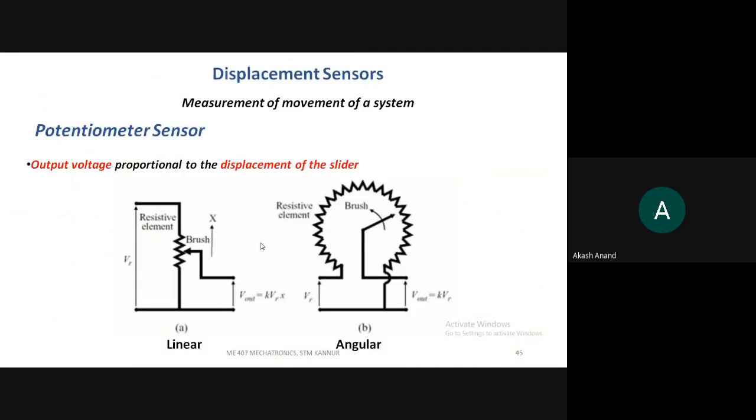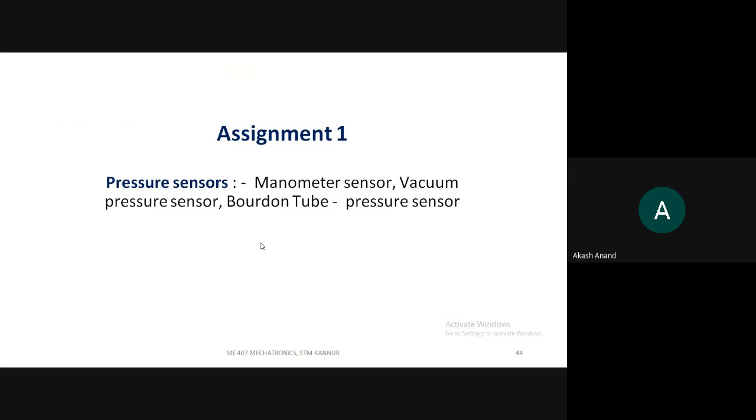Okay. So for your information, I already gave an assignment on the topic pressure sensors. You have to write the basic working principle and the diagram related to each of the pressure sensors. That is manometer sensor, vacuum pressure sensor, Bourdon tube pressure sensor. I already uploaded it to you.